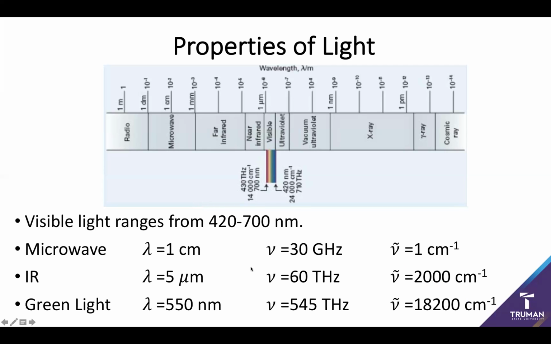Then our last region is, again, the visible. Let's take green light. It's sitting right in the middle, 550 nanometers. This ends up being about 545 terahertz. So again, still very large frequencies. But you'll notice that this is the point at which wave numbers aren't quite so useful, as we now have about 18,000 wave numbers. So typically, spectroscopists dealing with wave numbers are often going to be focusing in on the infrared and microwave, where wave numbers are very convenient.